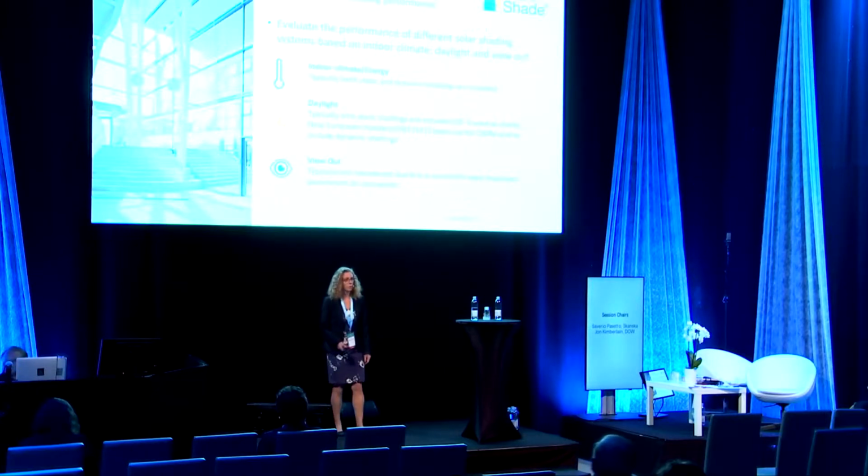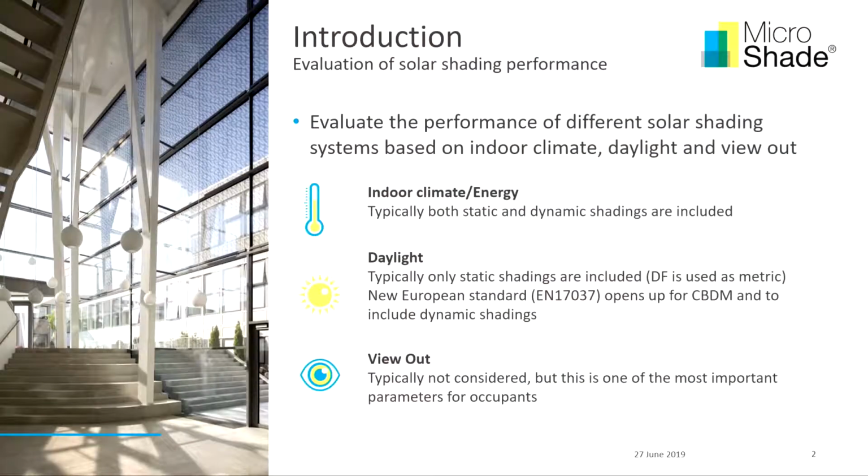First of all, what I'm going to show with this example is that we want to evaluate the performance of different kinds of solar shading systems based on indoor climate, daylight, and also a view out. Typically, when talking about indoor climate and energy, we do take dynamic shadings into account. But when we talk about daylight, it has been a tradition not to include them, simply because we have been evaluating based on what is called the daylight factor, the fraction of daylight that comes into the building.